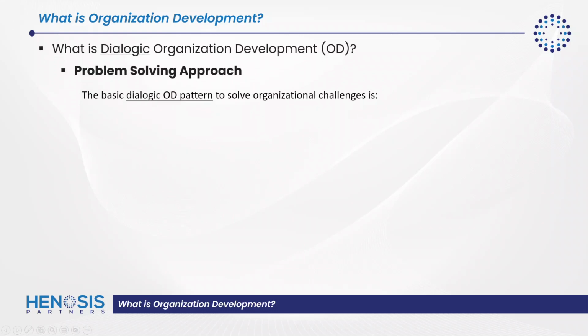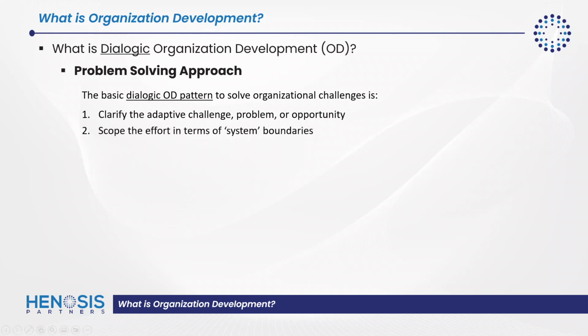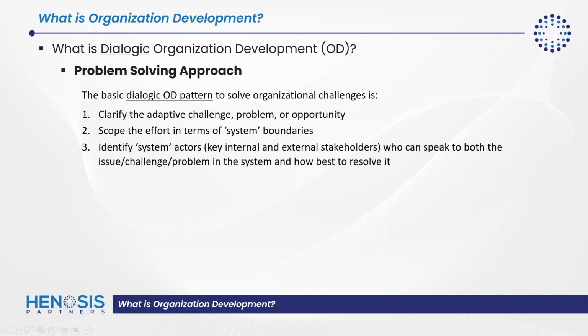Now, similar to diagnostic OD, dialogic OD has its own pattern to solve organizational challenges. The first thing we do is to clarify the adaptive challenge, problem, or opportunity. And unlike diagnostic OD, which often is leveraged to solve a technical challenge, dialogic OD is often leveraged to solve a complex adaptive challenge. Once we've clarified the adaptive challenge, problem, or opportunity, we then scope the effort in terms of system boundaries. From there, we identify the system actors, the key internal and external stakeholders who can speak to both the issue, challenge, or problem in the system and how best to resolve it.